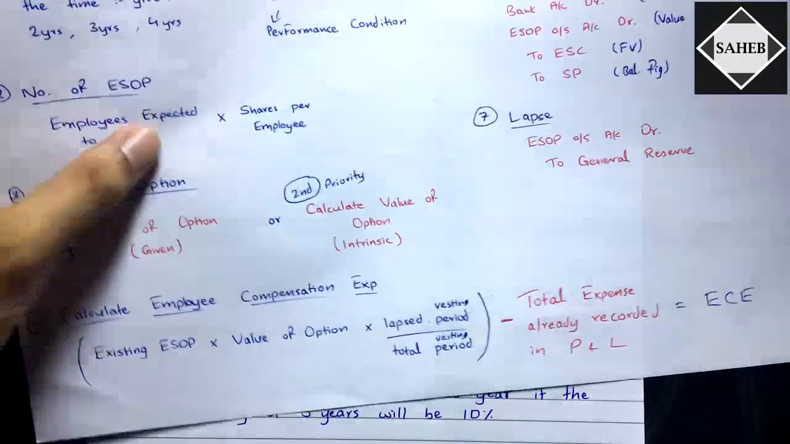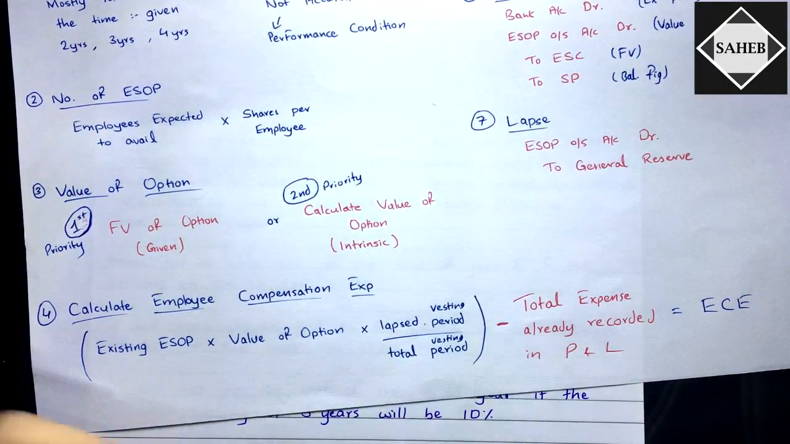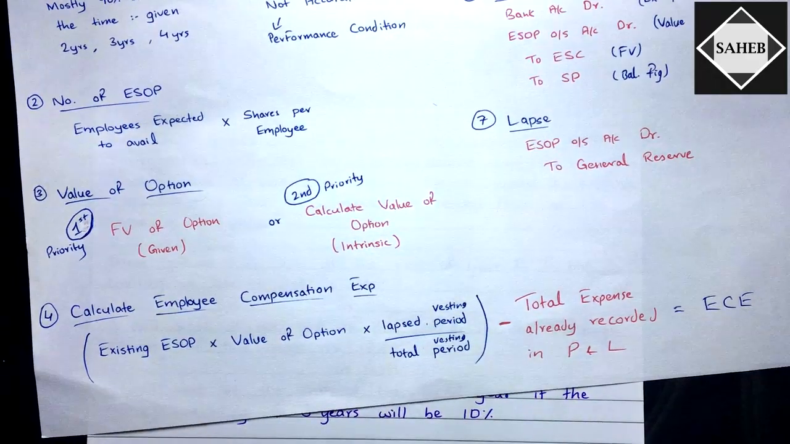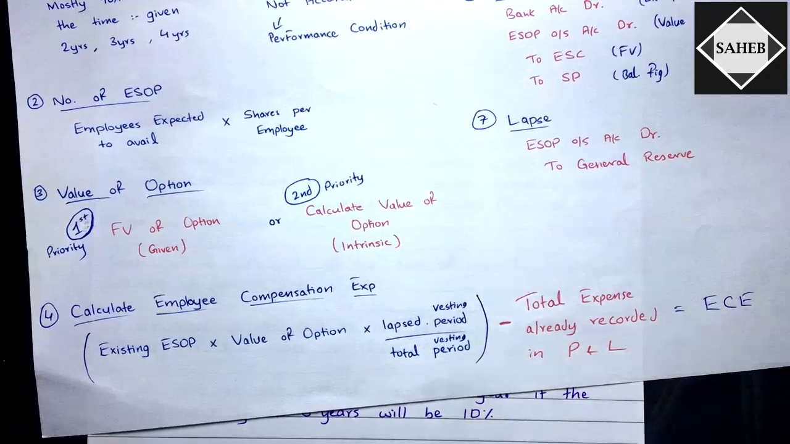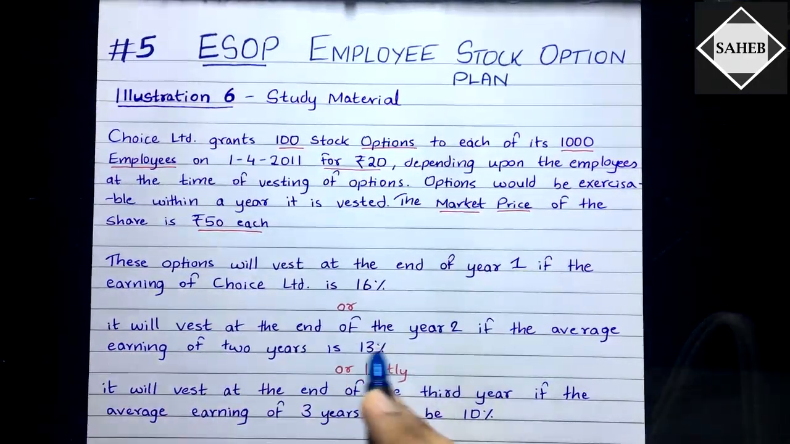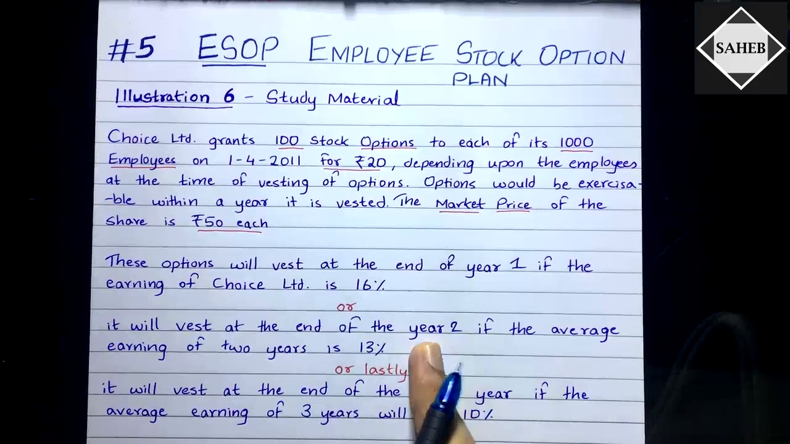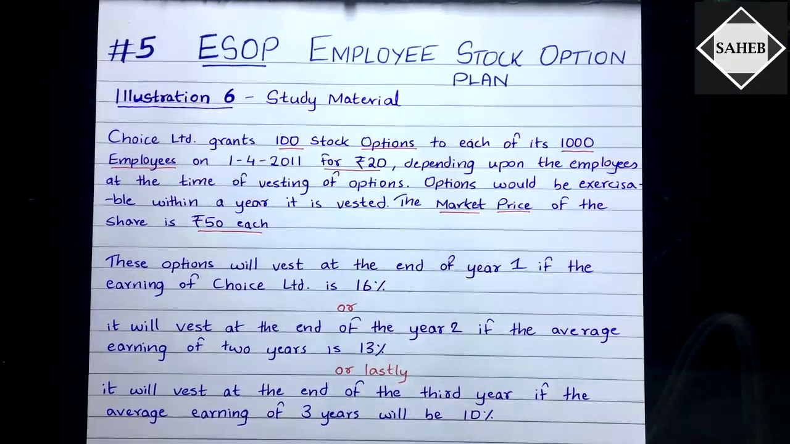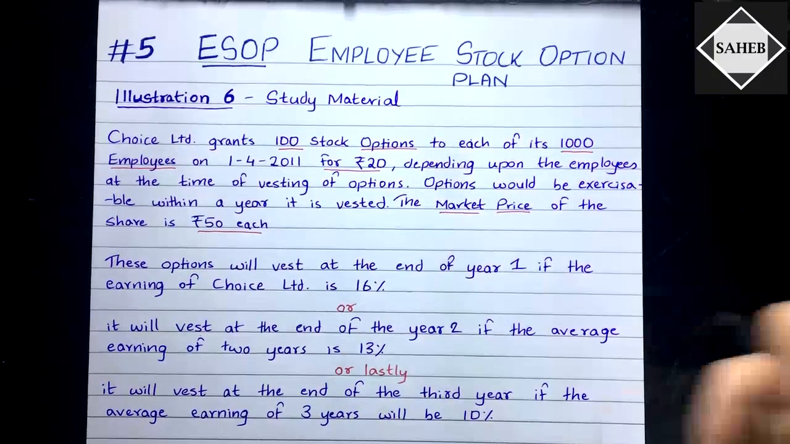So what we are going to do, we are going to think in the next year it might happen, yeah, we might achieve the target. So that's why at the end of year 1, we are going to take the fraction 1 by 2. We are going to take 1 by 2. Okay, then it will vest at the end of year 2 if the average earning of 2 years is 13%. Now when we reach the end of year 2, if we come to know that the target is achieved, then directly the option will be vested and we will pass the exercise entry.